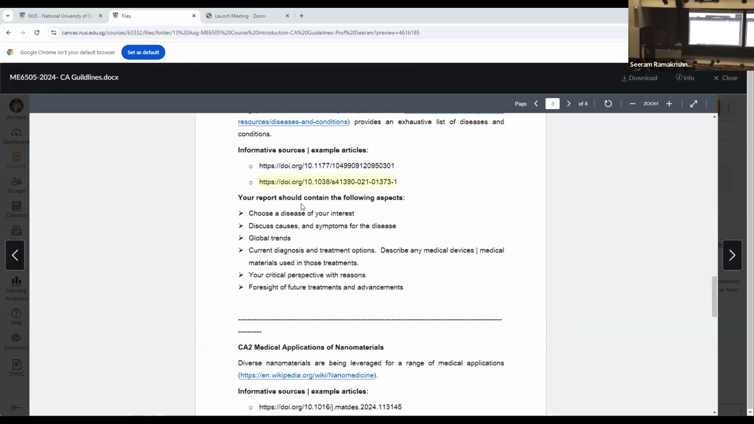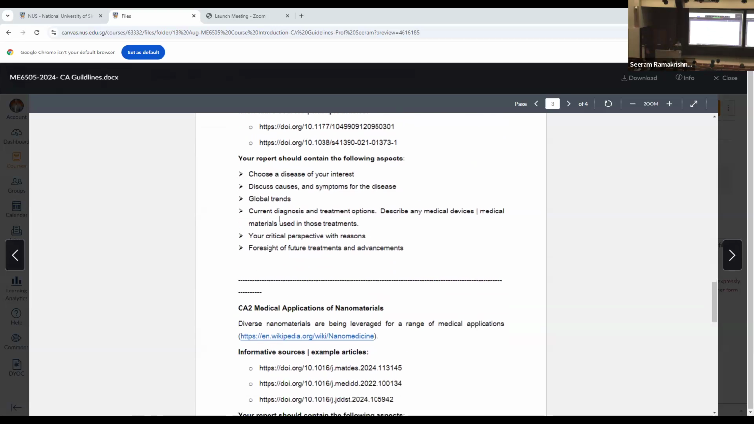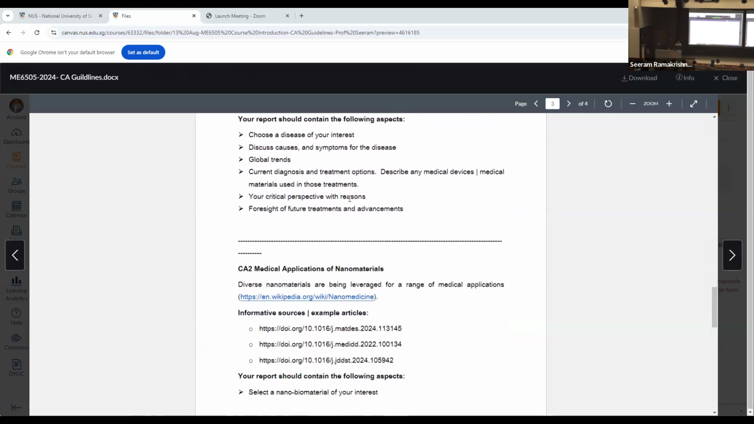And then for the CA1, you write what disease you chose and the causes of the disease and symptoms and the global trends, and then what are the current diagnosis and treatment options and what kind of devices and materials are used, and your critical perspective and reasons. For example, you think those treatments are not satisfactory, better treatments are needed, or some other issues with respect to the treatments, you can write about that.